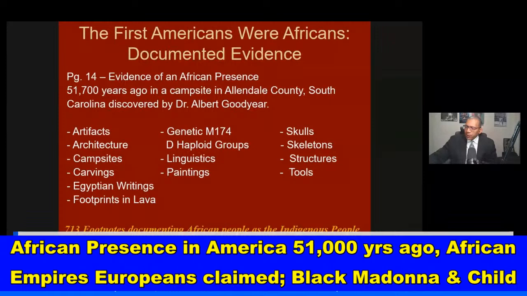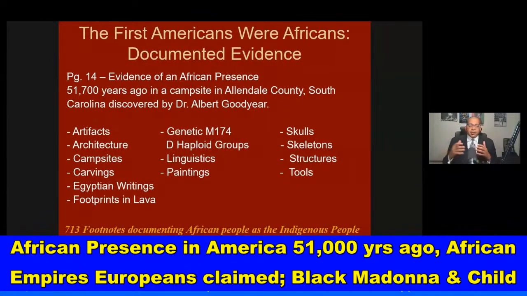And they found 13 different types of evidence that thoroughly documented African presence in the Americas, dating back at least 51,700 years ago. They found artifacts, architecture, campsites, carvings, Egyptian writings, footprints in lava, genetic M174D haplogroups dealing with DNA and genetics, linguistics, paintings, skulls, skeletons, structures, and tools.